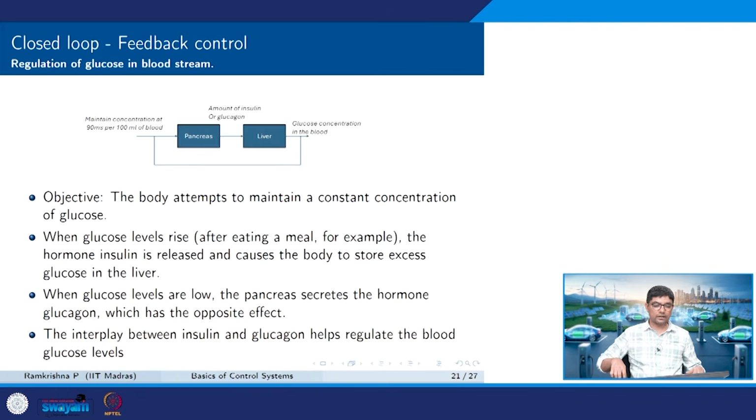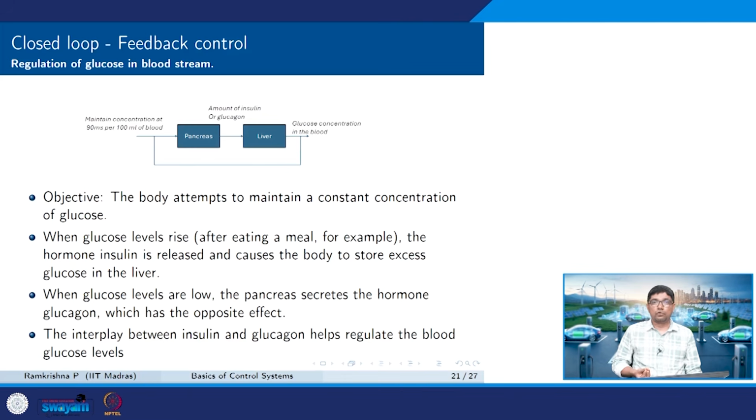Before we come, I'll just look at where do we see naturally occurring closed loop systems, and closed loop systems we also refer to as feedback systems. Let's say we look at the glucose in a bloodstream, and this is largely being talked about, and we kind of know of people with diabetes, no diabetes, and so on. So, the objective here is that the body wants to maintain a constant concentration of glucose.